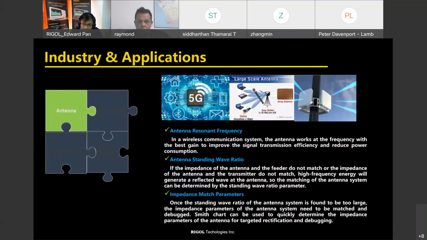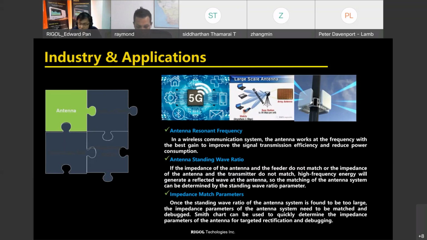So for the industrial applications, we can separate into 3 different kinds of applications, like antenna resonant frequency. The resonance frequency is an indication of antenna performance, because you can see a resonance point frequency on the S11 parameter diagram. So you can verify this performance by the diagram. You can see a valley curve to verify the performance of the antenna system.